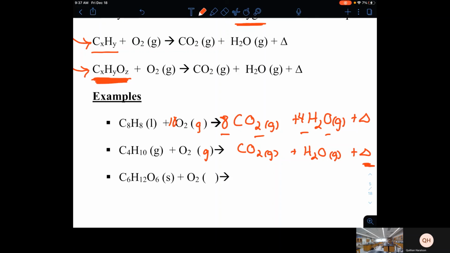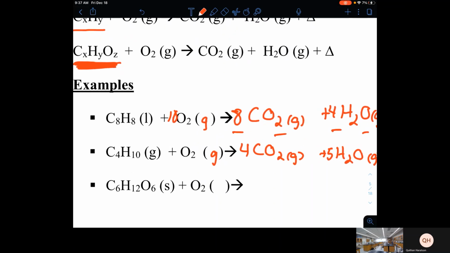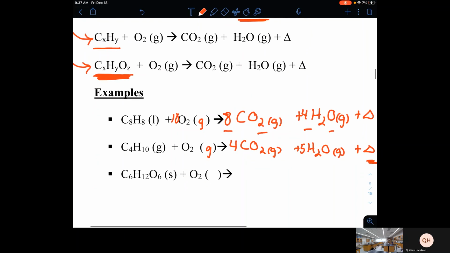And then once again, just balance the reaction out. 4 carbons, 4 carbons. 10 hydrogens, I'll put a 5 here, and that gives me 10 hydrogens. For this one, oxygen-wise, I got 8 plus 5, that's 13. Don't forget our special trick that I taught you. I told you that if you have an odd number, and I have to try to fix it with the oxygen, you just take that odd number of 13 and place it over 2.